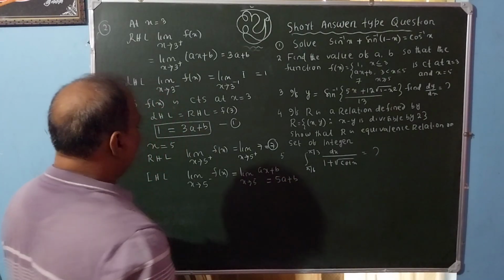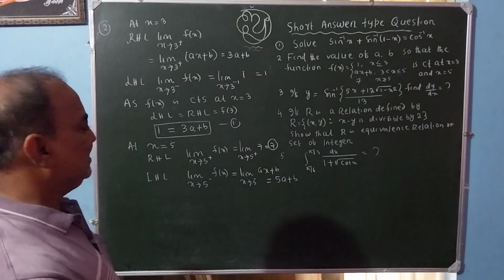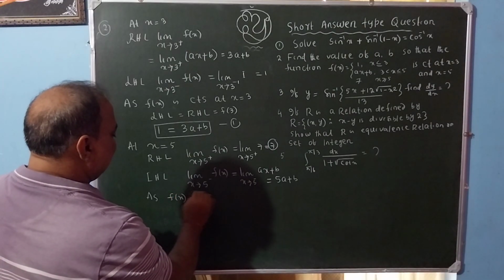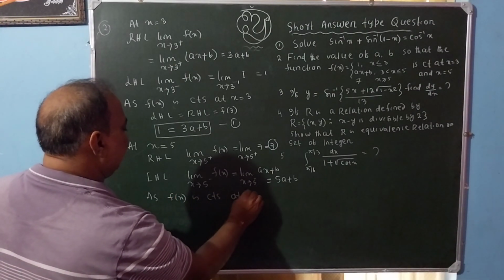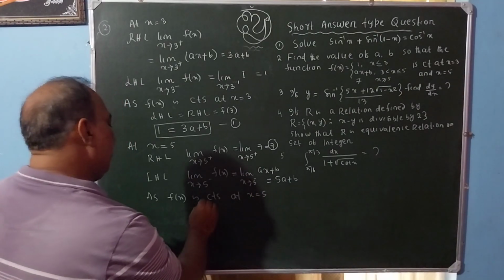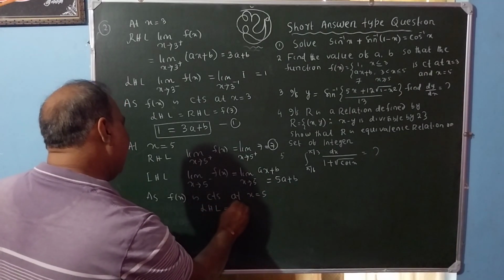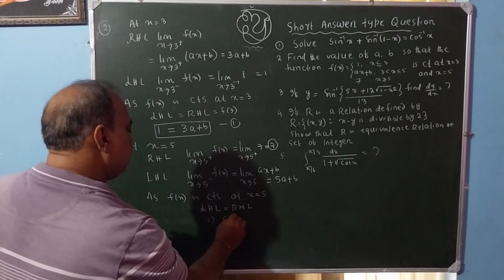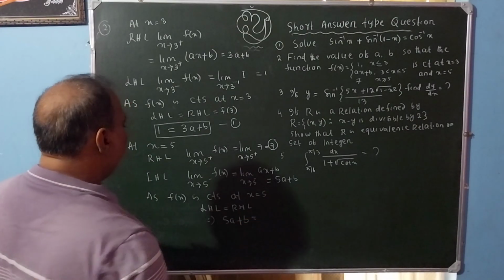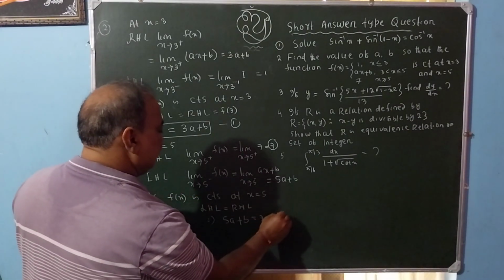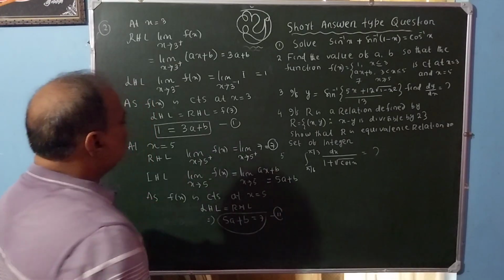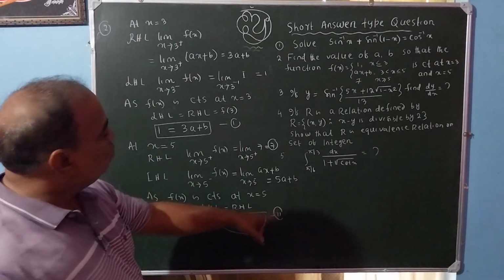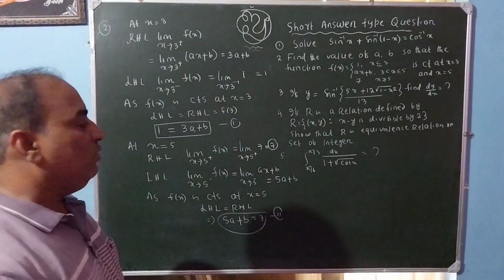As f(x) is continuous at x is equal to 5, LHL is equal to RHL. So 5a plus b is equal to 7. This is equation number 2. Our aim is to find the values of a and b. Here it is 1, here it is 2. Solving these two equations, we get the values of a and b.